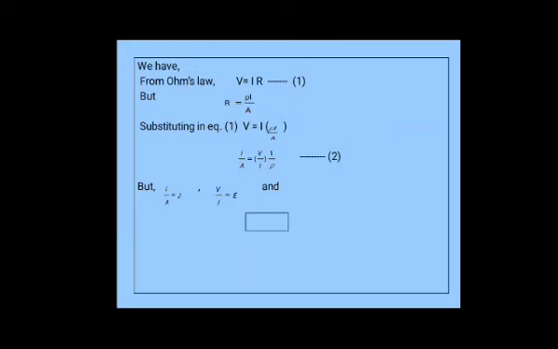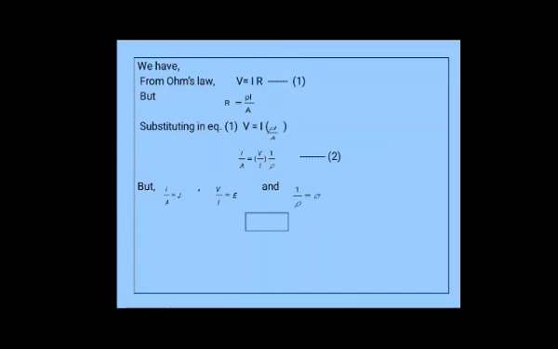So based on that, we have written V by L is nothing but electric field E. Now 1 divided by rho, that is the reciprocal of resistivity, is nothing but conductivity. And this conductivity is denoted by the letter sigma. So we got all the terms now.